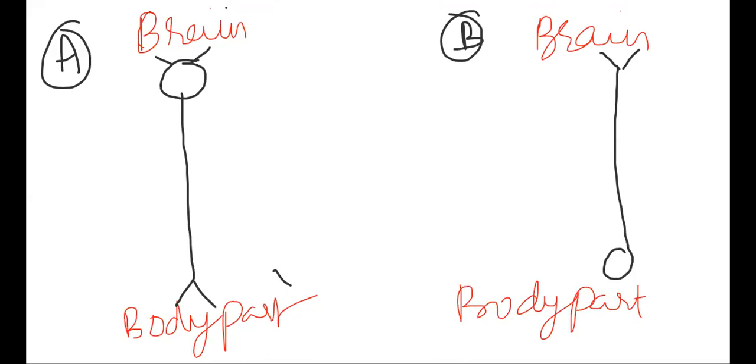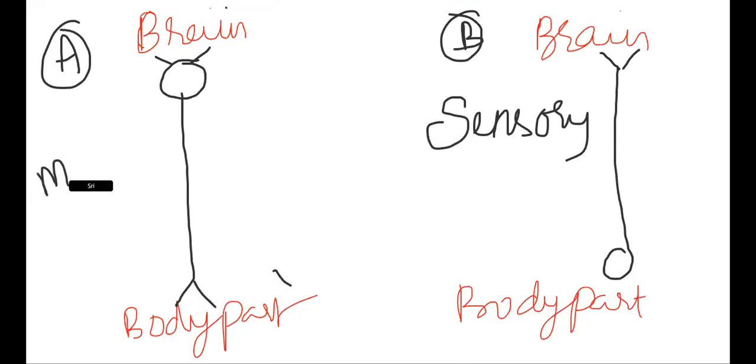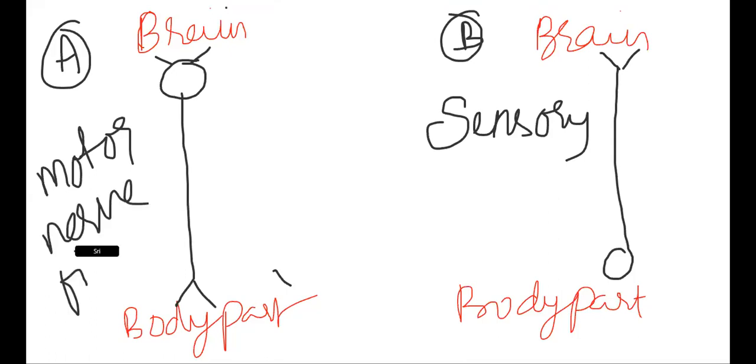So this is the sensory nerve fiber, and this is the motor nerve fiber. Remember, I'm not saying nerve, I'm saying nerve fiber. That means I'm talking about a single axon. A bundle of axons only can form the nerve. Yes, this is the sensory nerve fiber. Let me write: sensory nerve fiber.